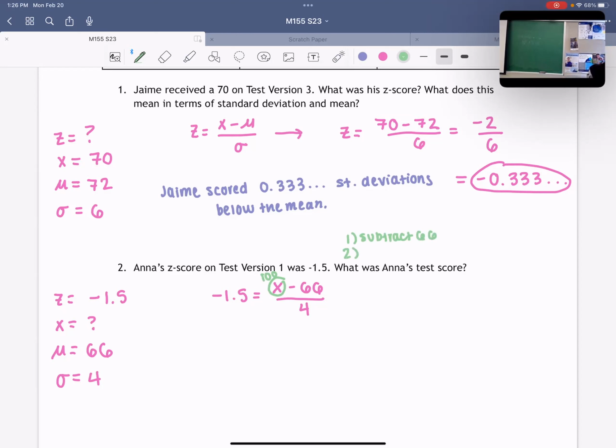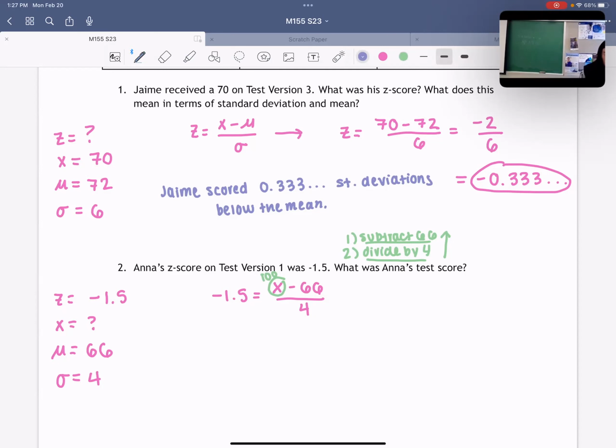And I would then divide by 4. That's what I would do if I were calculating this in my calculator, right? So if I want to undo this, well, you just do the opposite. So you go up, you first undo dividing by 4, and then you undo subtracting 66, okay? So why don't we do that?